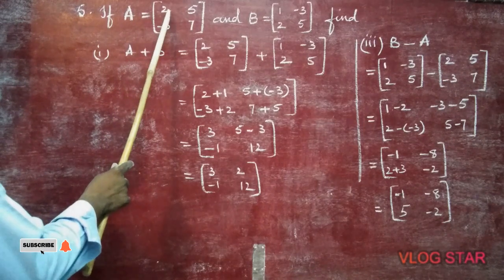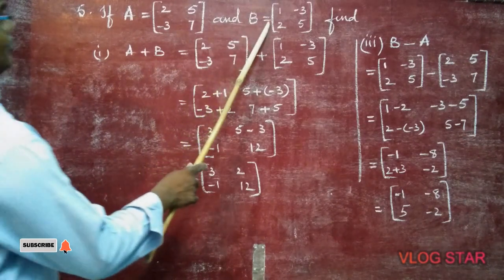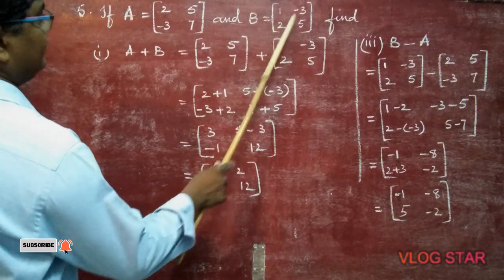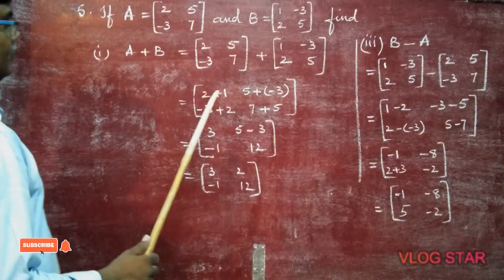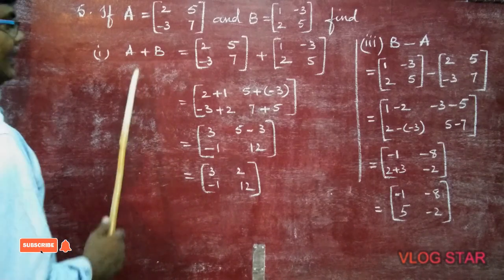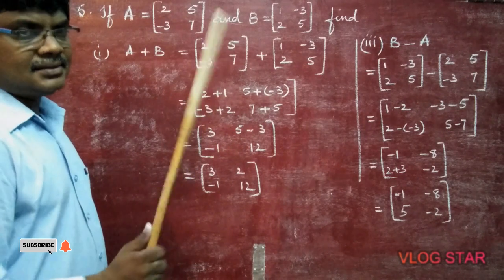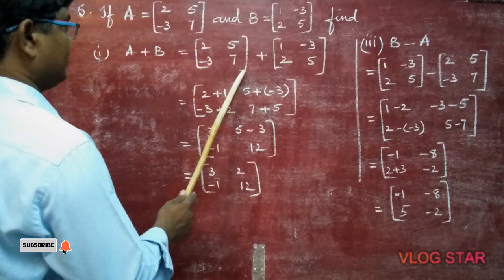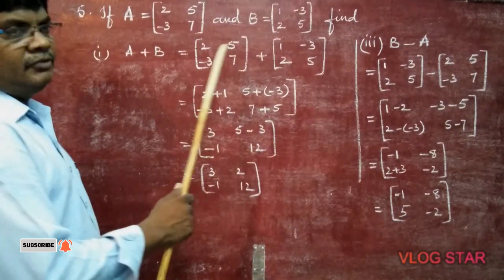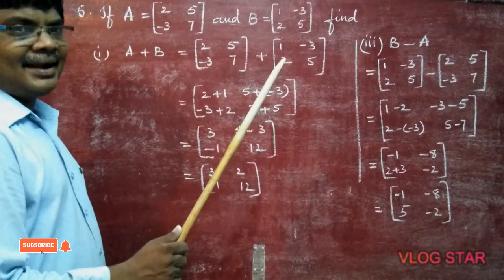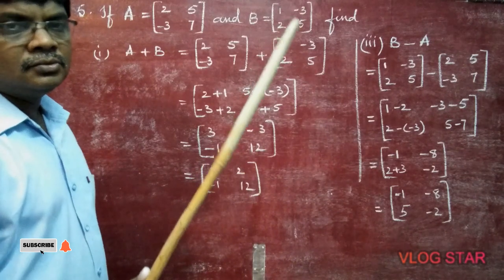Fifth problem. If A is equal to the matrix [2, 5; -3, 7] and B is equal to the matrix [1, -2; 3, 5]. Find first one, A plus B. If you want to add matrices, they should be of the same order. Comparable matrices we have learned. So you have to compare. This is a 2 by 2 matrix, then this also should be 2 by 2. If the order is same, we can add. If the order is not same, it is impossible to add or to subtract.